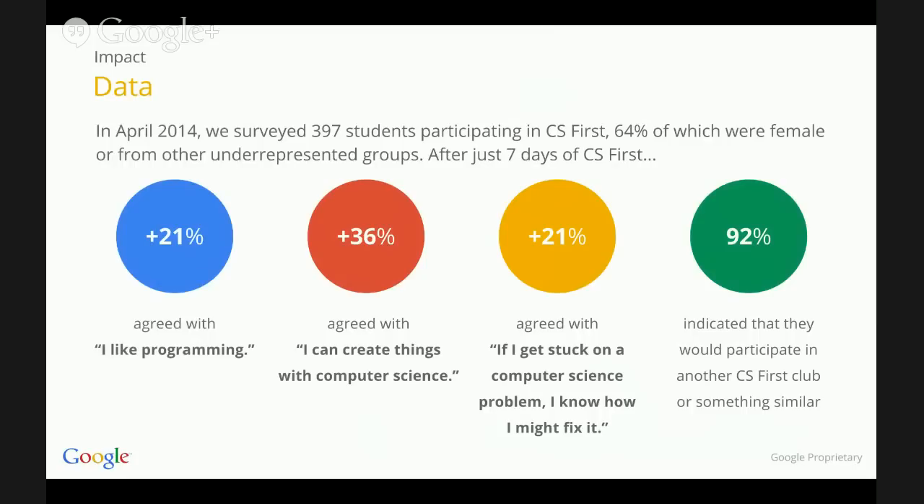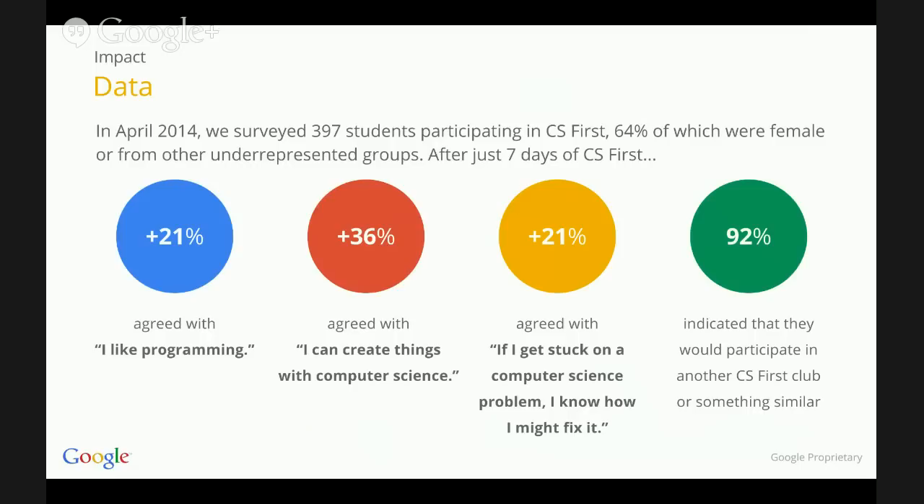Now, to hit some key numbers. It's a really good program, with lots of diversity in terms of types of projects, but how do kids feel about our program? Back in April of last year, we surveyed a bunch of students and asked, how do you feel about computer science, or CS First? After just 7 days, and for some of our students this was their first time experiencing computer science, they had this to say. 36% more said, I can create things with computer science. 21% said, if I get stuck on a computer science problem, I might know how I can fix it. We've seen really tremendous shifts between day 1 and day 7, just doing some simplistic computer science concepts and building some amazing projects.